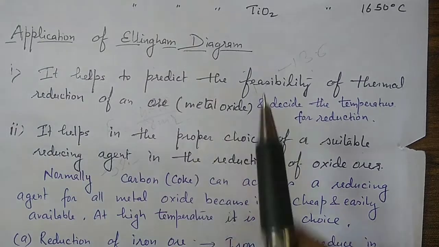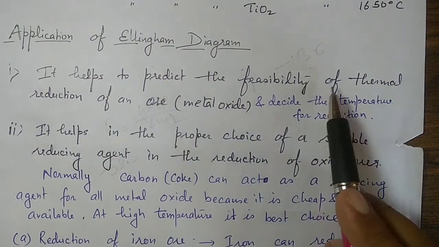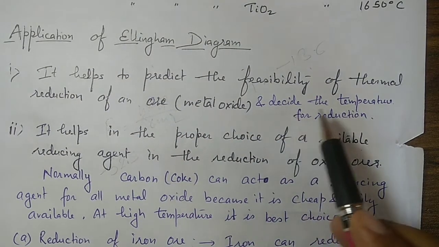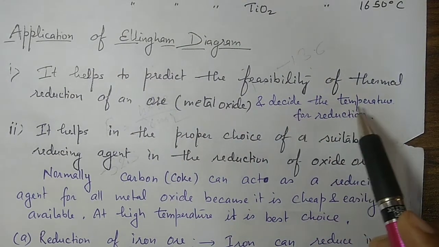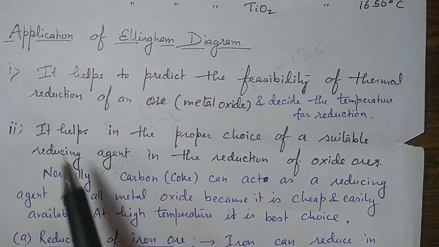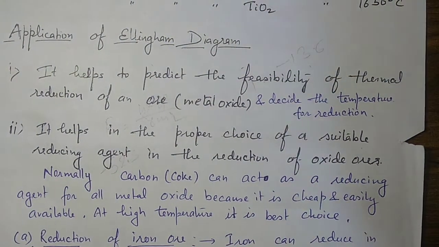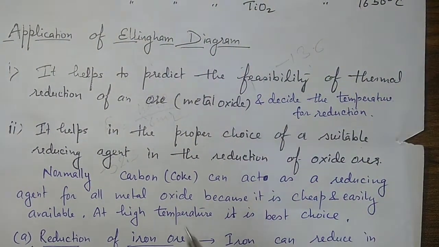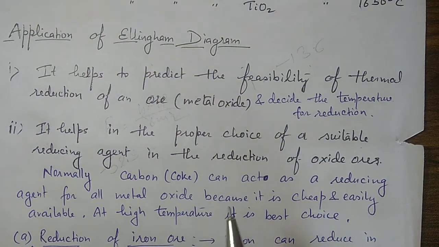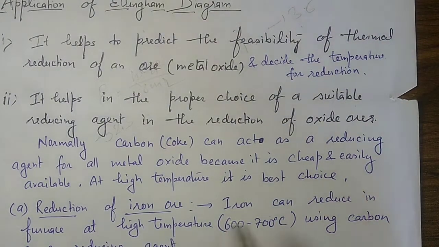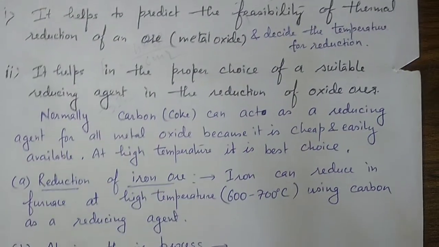Then come to the applications of the Ellingham diagram. It helps to predict the feasibility of thermal reduction of an ore, that is a metal oxide, and it helps in deciding the temperature for reduction. It also helps in the proper choice of a suitable reducing agent for the reduction of an oxide ore. Normally, coke can be used as a reducing agent for all metal oxides because it is very cheap and easily available. At high temperature, it is the best choice for a reducing agent.